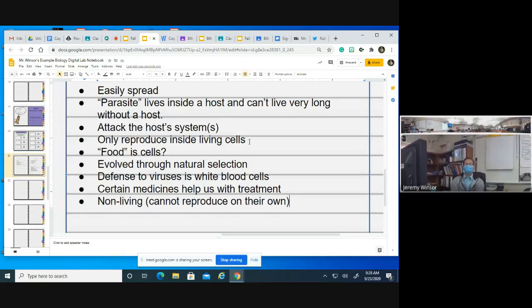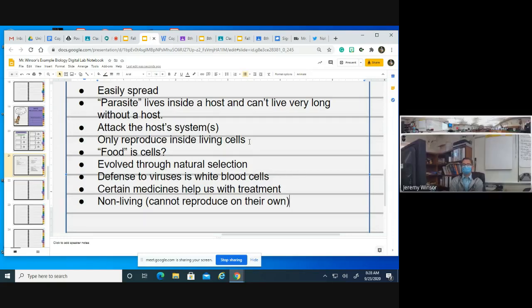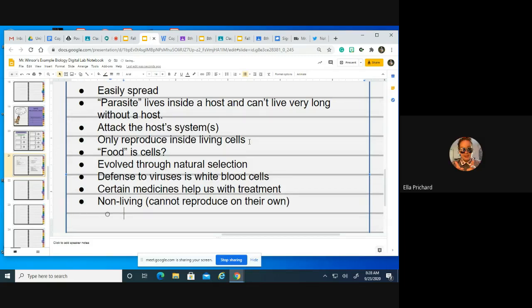Mr. Windsor. Yes, ma'am. So I actually thought they would be living. Okay. Because, hold on, I wrote down why. Because they like feed off their hosts and they give off stuff to make them sick. And the like medicine that you guys were talking about kills them, and you can't kill something if it's not living. And it's kind of like a bacteria, and they're living because they like grow and stuff.